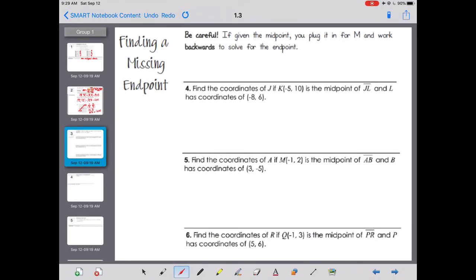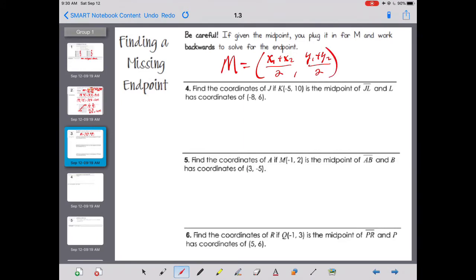Now, be very careful. If given a midpoint, you plug it in for M. I like MP better, but capital M is midpoint. Lowercase m is slope. But if given a midpoint, you plug it in for M and work backwards to solve the endpoint. So remember that M equals x1 plus x2 divided by 2, comma, y1 plus y2 divided by 2.